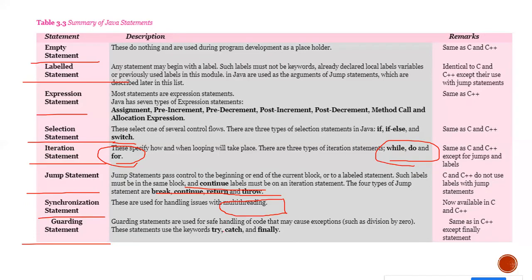And guarding statements are for safe handling of code that can cause exceptions, which is used in exception handling. Try, throw, catch statements. Try, catch, and finally are the guarding statements. So these are all the statements which are used in Java.